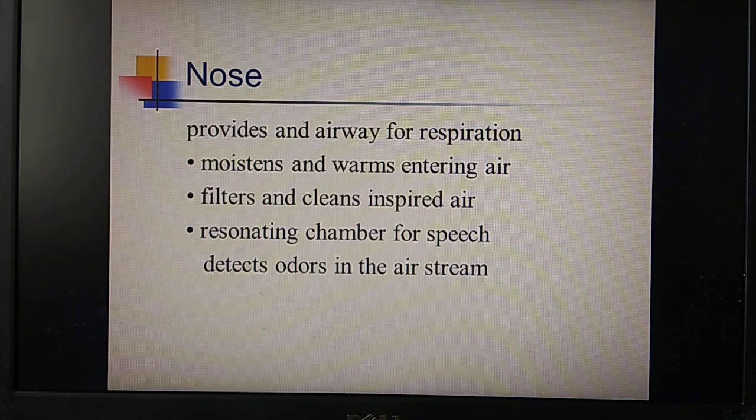And the nose provides an airway for respiration, that is, it moistens and warms up the entering air, it filters and cleans the inspired air, as well as acting as a resonating chamber for speech. See, without the proper resonation of the chamber in the nose, it is impossible to identify the voice as well as to understand the speech. So the resonating chamber is very important, and it detects the odor in the airstream, which is helpful for the detection of odor.